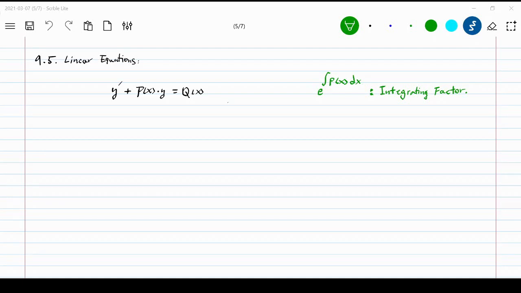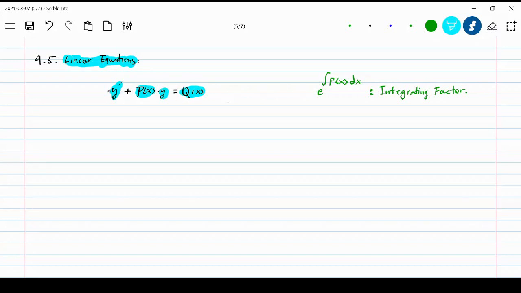Welcome back. Today we're going to talk about linear differential equations. Our main focus today will be only on linear equations. A linear equation basically has the form y prime, which sometimes they write as dy over dx, plus a function of x multiplied by y equal to another function of x.